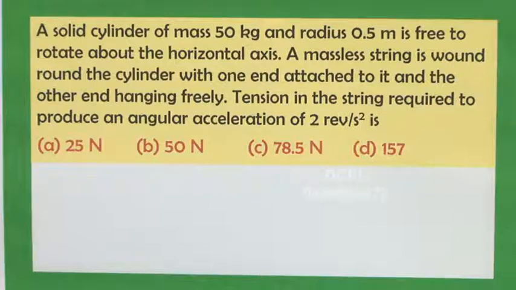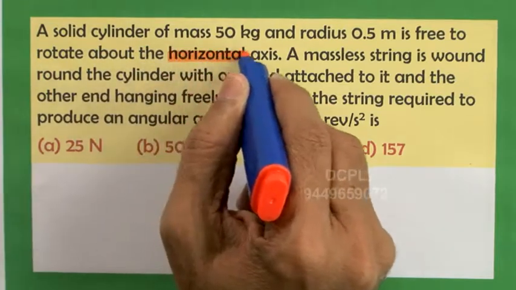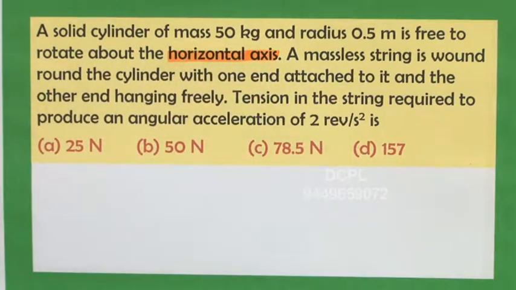So, let me read it here. A solid cylinder of mass 50 kg and radius 0.5 meters is free to rotate about the horizontal axis. A massless string, see, free to rotate about a horizontal axis, you can underline this particular word. A massless string is wound round the cylinder with one end attached to it and the other end hanging freely. Tension in the string is to be found so that an angular acceleration of 2 revolutions per second square is going to be produced.